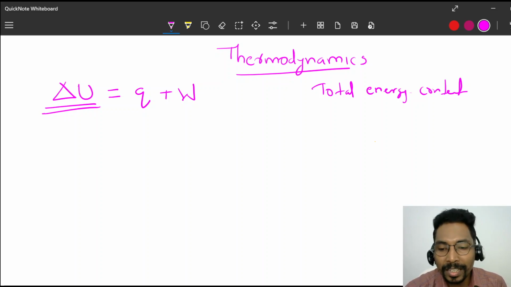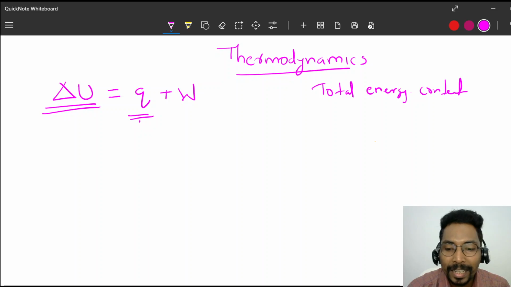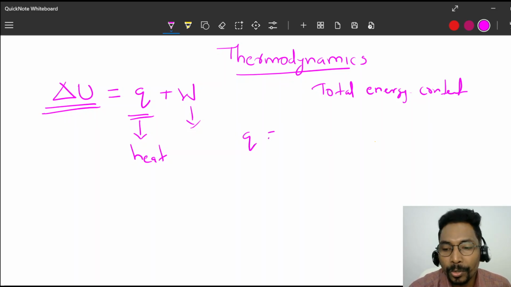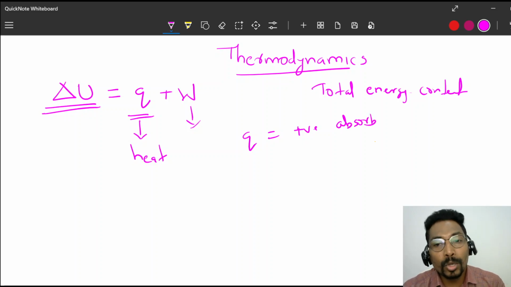So delta U is equal to Q. Q means heat, so heat absorbed or heat evolved, and W is the work done. The sign convention related to heat and work done is also very important. Q can be positive or negative. Q is positive whenever a system absorbs heat. Q can be positive when a system is absorbing energy, and Q can be negative when a system is releasing energy. So that's very important.